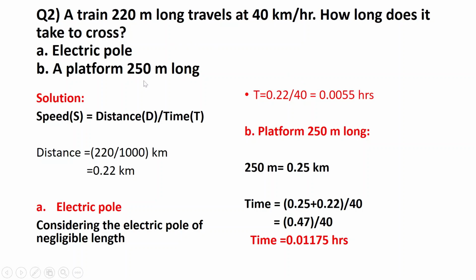And when the platform is 250 meters long, that means 0.25 kilometer. It has a distance, right? So the train itself has to pass and it has to also pass the platform. So it is 0.25 plus 0.22, which is 0.47 upon 40, which is equal to 0.01175 hours to cross the platform. So this is very important.